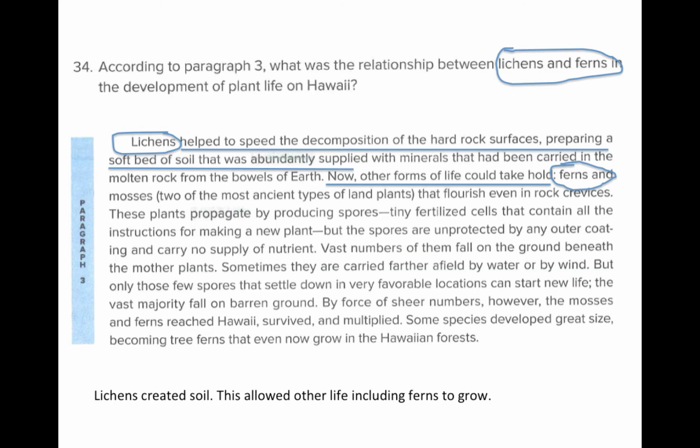About plant life in Hawaii. According to paragraph 3, what was the relationship between lichens and ferns? These two focus phrases are split. So we've got lichens here and ferns here. Let's look at what it says between them. Lichens help to speed the decomposition of rock, preparing soil. Now that there was soil, other forms of life could take hold, including ferns. So lichens created soil. This allowed other life, including ferns, to grow.